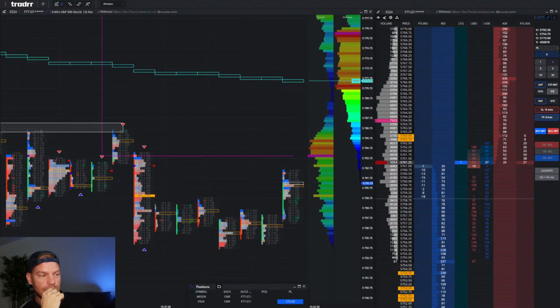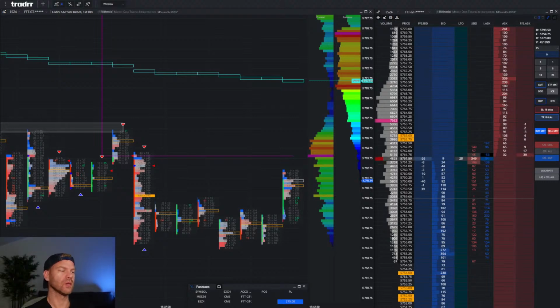Okay, so right. Trying to hold the low here. I don't know. It also feels kind of slow, I guess. It's not maybe super slow, but it feels slow.